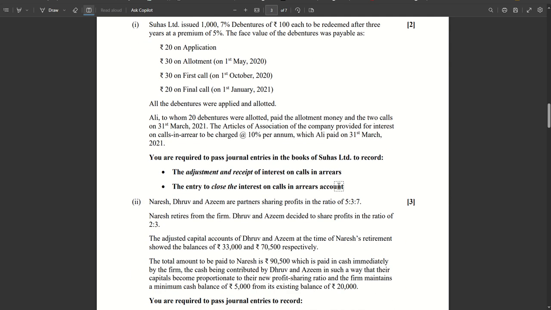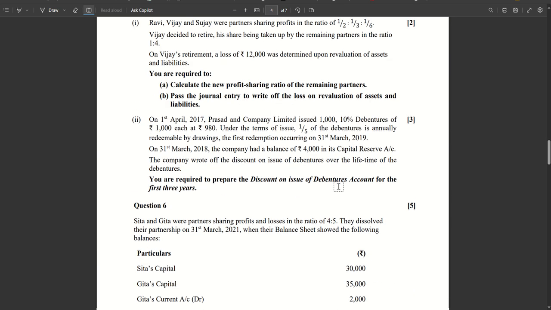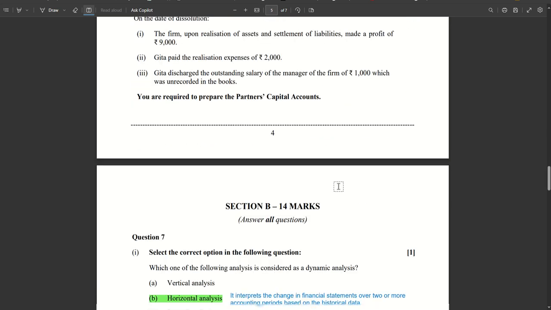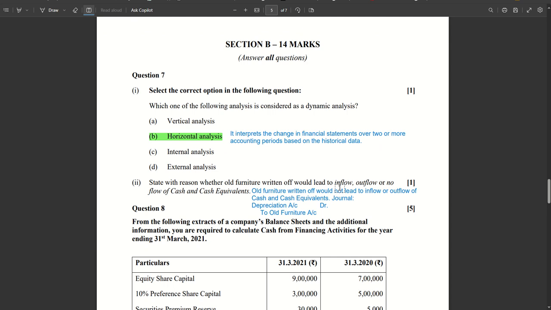Let's move on to the next short question that we have down here, which is question number 7, Roman 1. Again, for this, you have to know the answer. There is no trick around it. Which one of the following analyses is considered a dynamic analysis? This is from the first chapter of volume 2. So horizontal analysis is dynamic because it interprets the changes in financial statements over two or more accounting periods based on historical data. Okay.